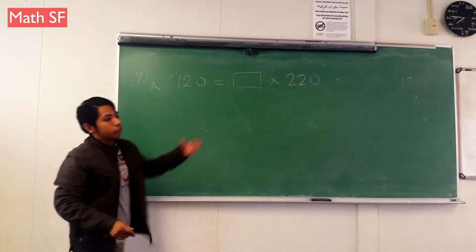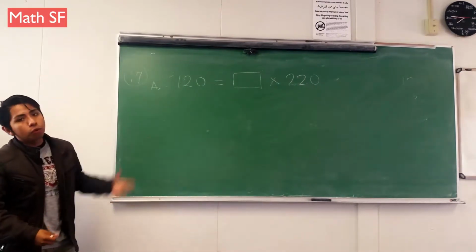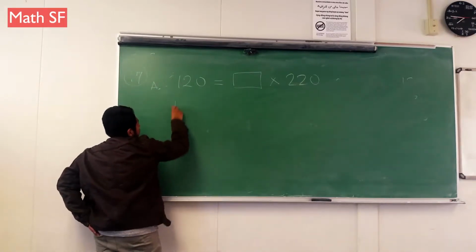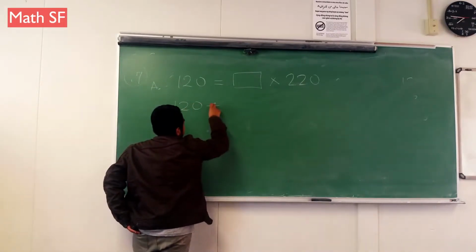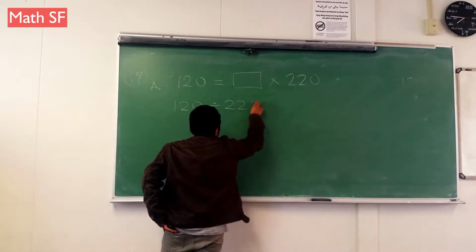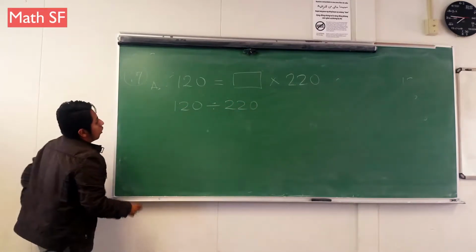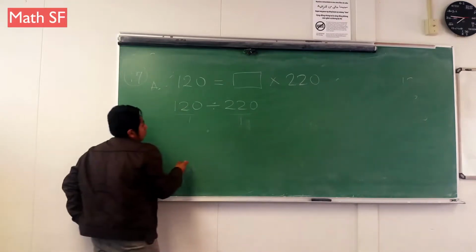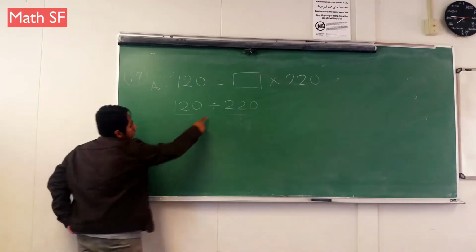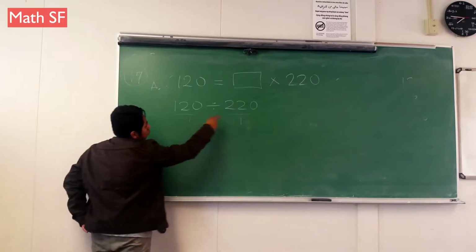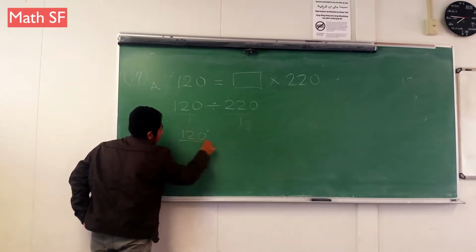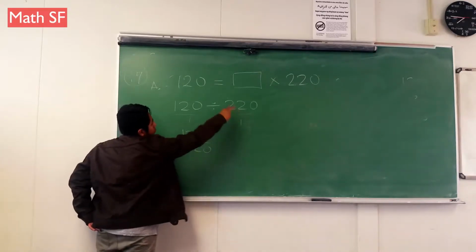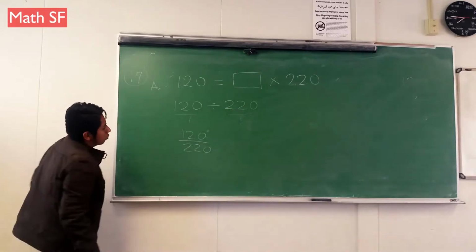So what are we missing here? We're missing one of the multipliers, therefore we must divide. We're going to have to divide the product, in this case that is 120, by the known multiplier, 220. Now, this could be two fractions, or remember that a fraction means divided by, so I could write 120 over 220. Or you could have done times 1 over 220, and we'll leave it at that.